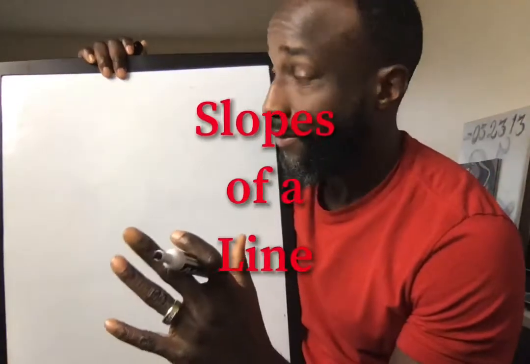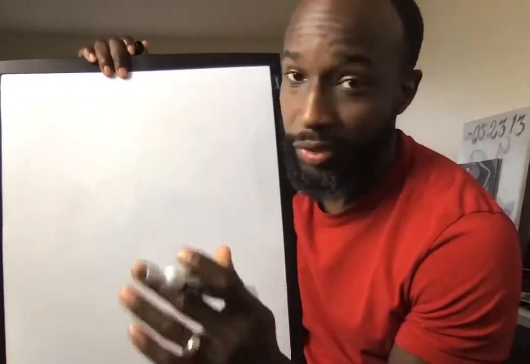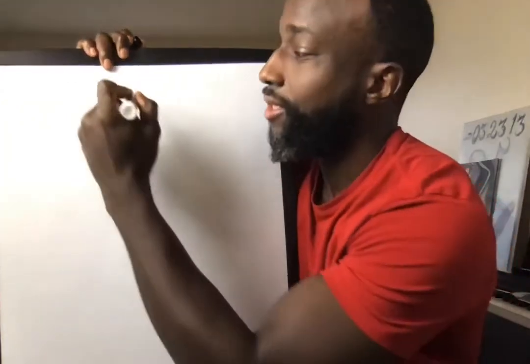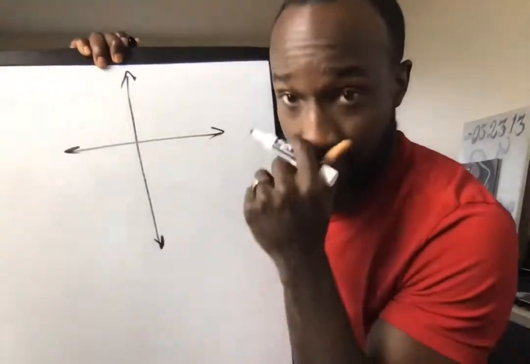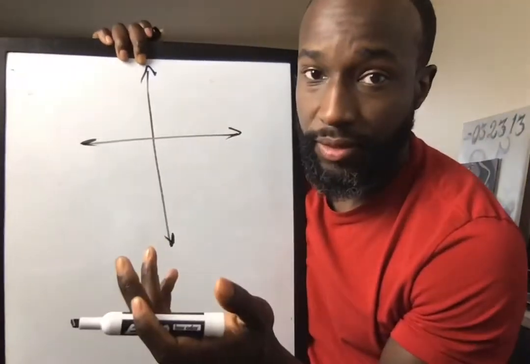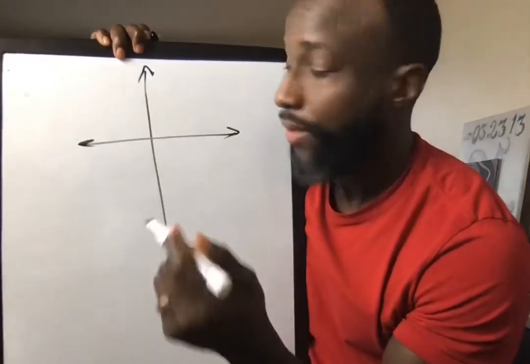Today we want to talk about slopes of a line, right? In order to talk about slopes of a line, you need to know where you're graphing these things. So what I have here is a Cartesian coordinate plane, and there are some basics to this that we want to talk about first.